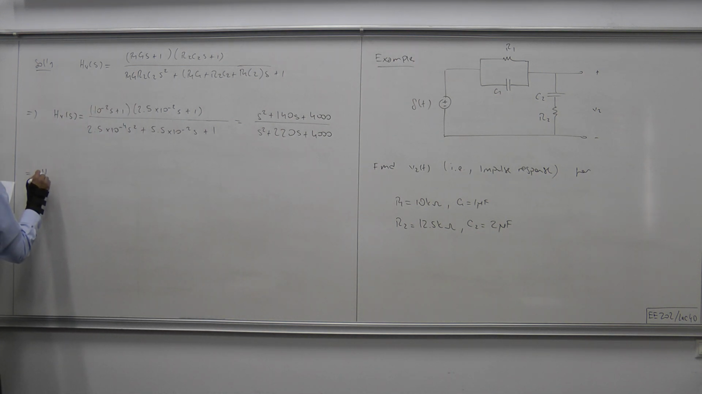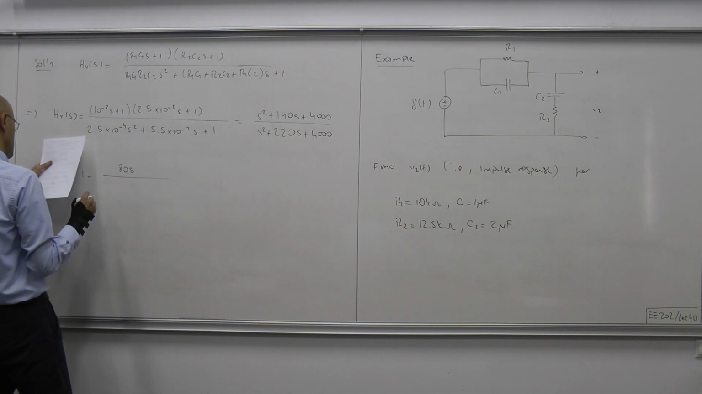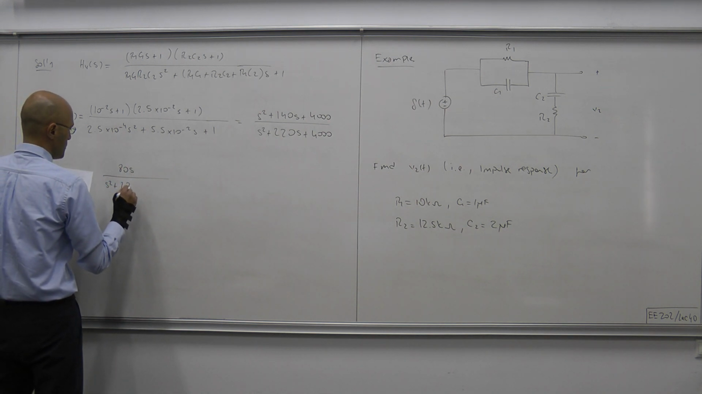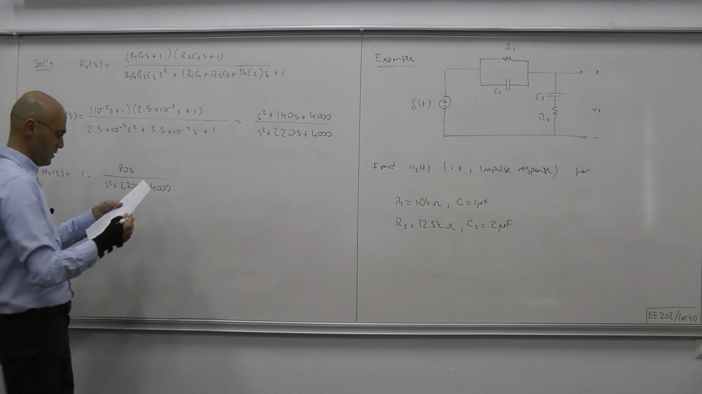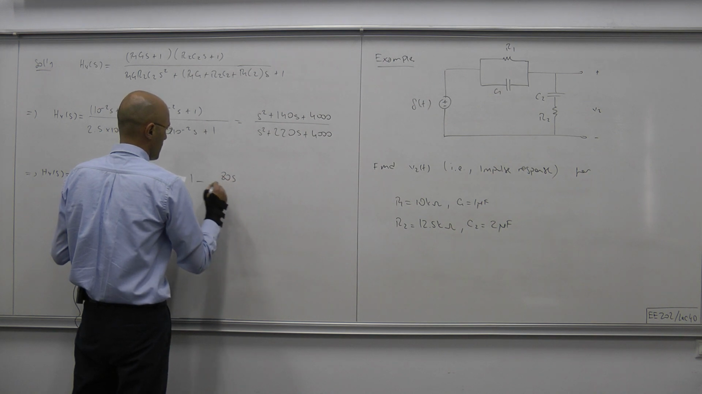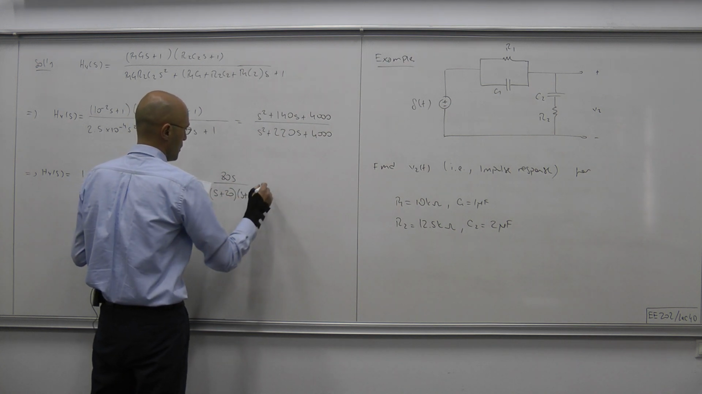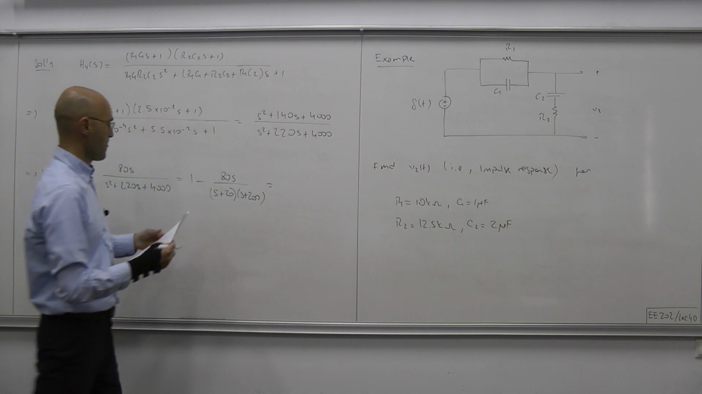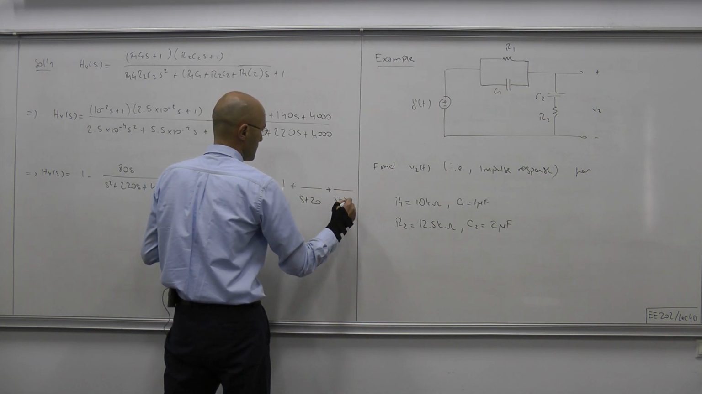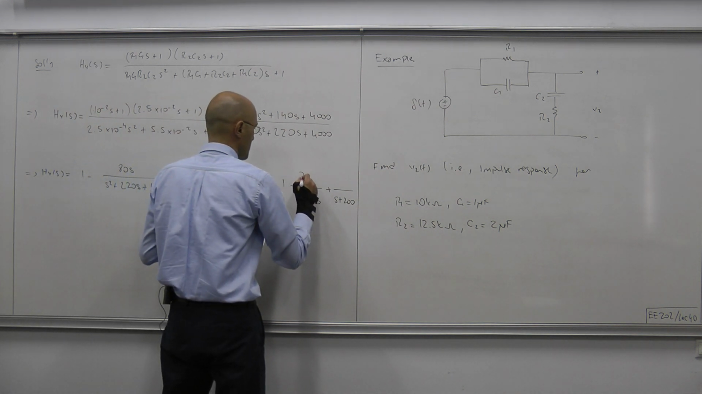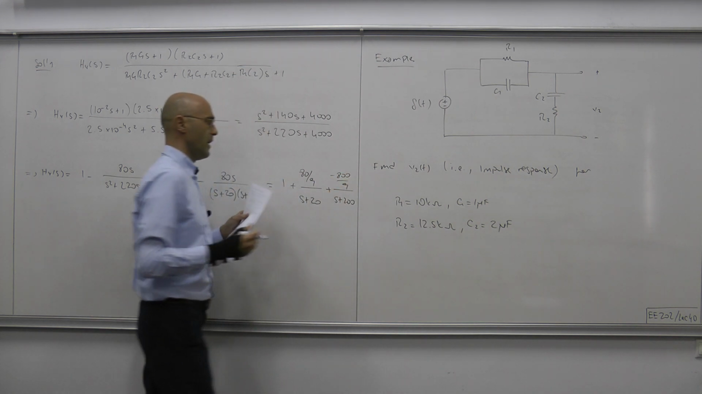So, after that polynomial division, H of s can be written as 1 minus 80s over s squared plus 220s plus 4,000. Okay, and now we can apply partial fraction expansion to this. So this equals something over s plus 20 times s plus 200. That equals 1 plus something over s plus 20 plus something over s plus 200. This is 8 over 9, and this is minus 800 over 9.